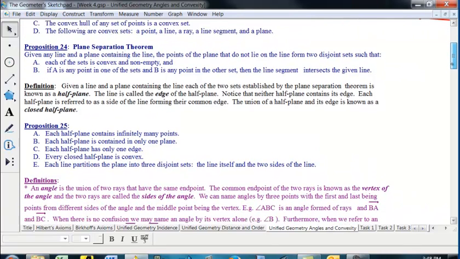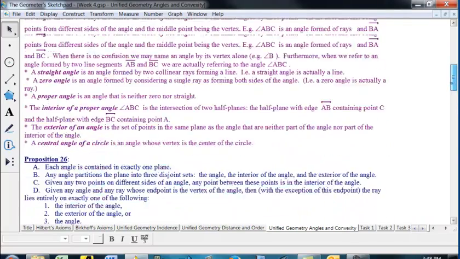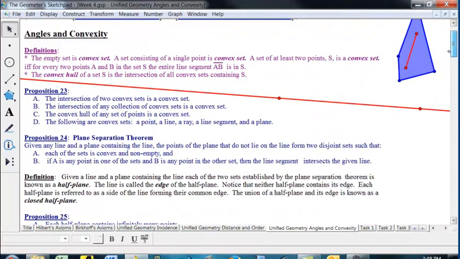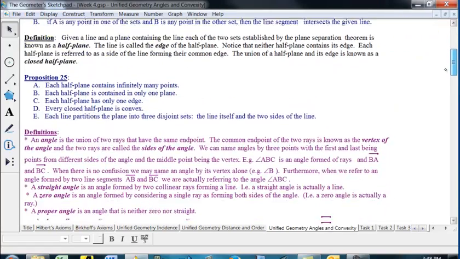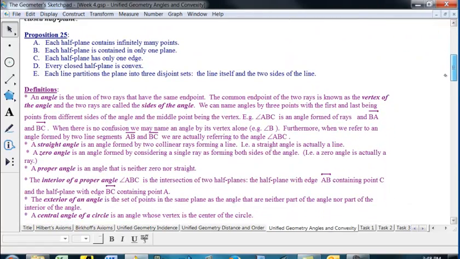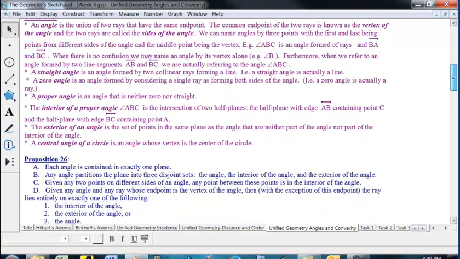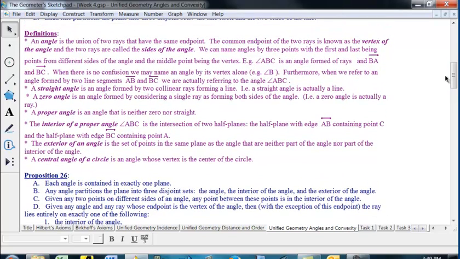And I think I already defined a half plane earlier on the other page, so I may clean that up a little bit. Each half plane contains infinitely many points. Each half plane is contained in only one plane. Each half plane has only one edge. Every closed half plane is convex. Every half plane is convex. And each line partitions a plane into three disjoint sets: the line itself and the two sides of the line, the two half planes. Okay, so that's just some basic setup with half planes.